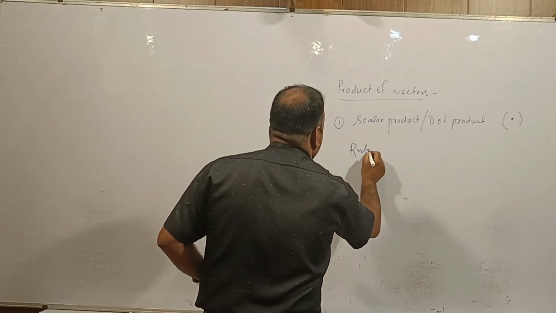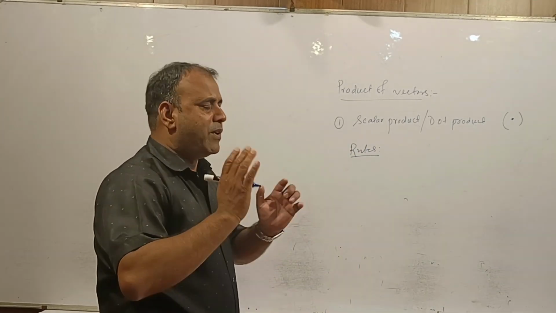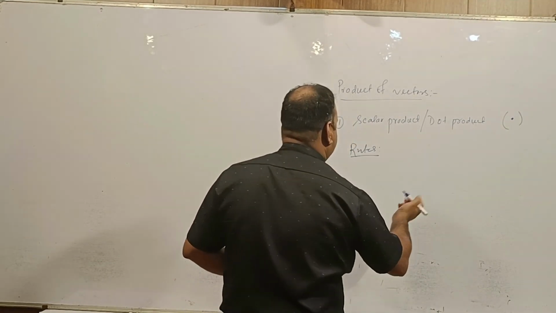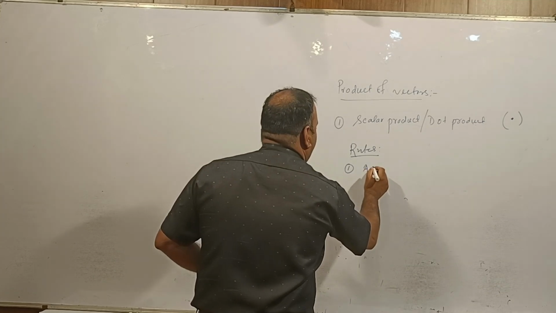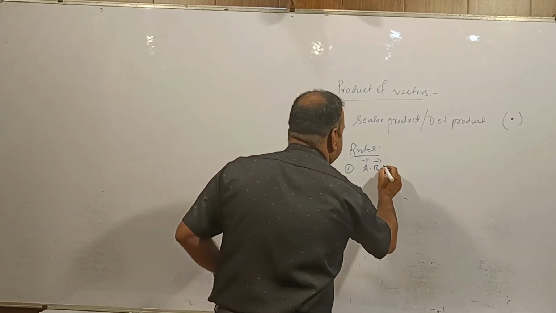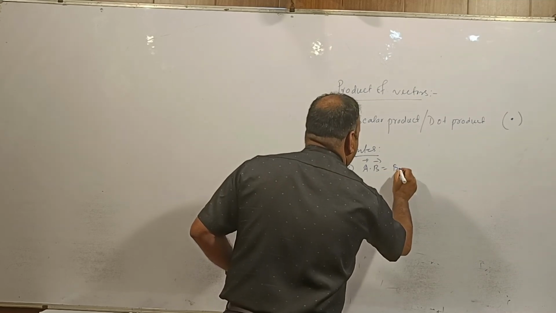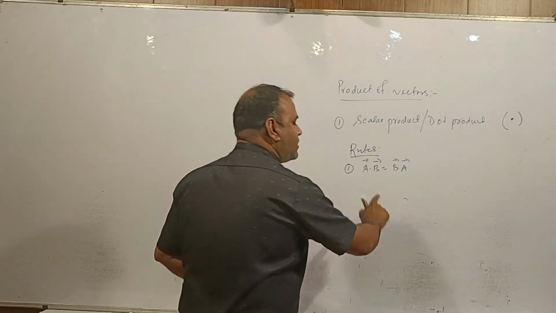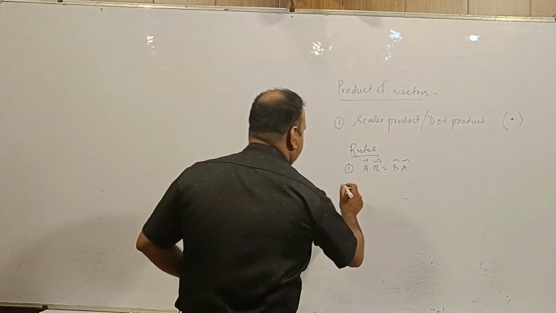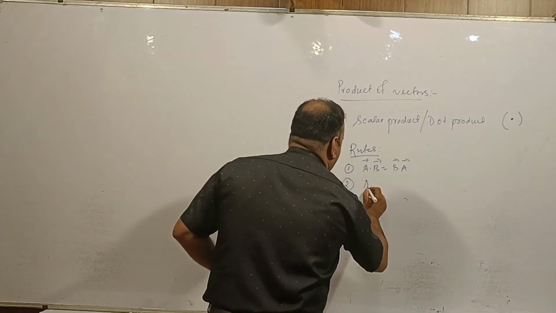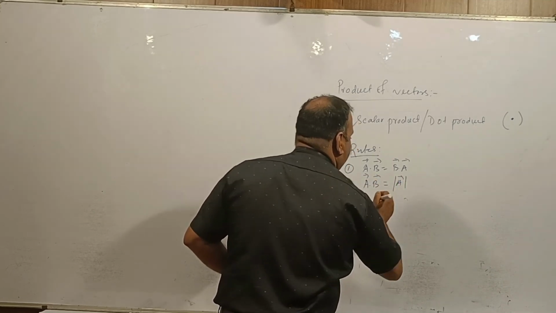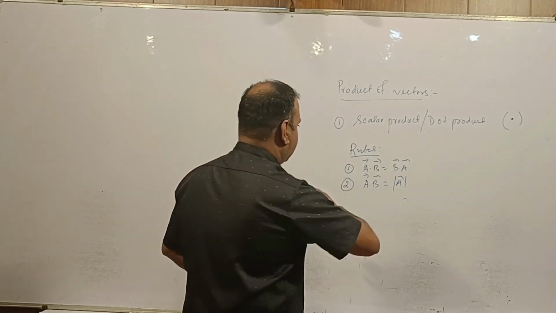First you remember the rules. What are the rules? Number one. For any two vectors, suppose I consider one vector is A, the other vector is B. For any two vectors, number one, A dot B, with the vector sign, is equal to B dot A. That means in case of dot product, we can write 2 into 3 is equal to 3 into 2. Number 2, A dot B is equal to mod A. Mod A I have already given today. You just recall it.